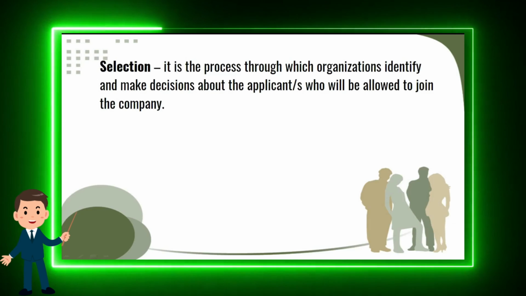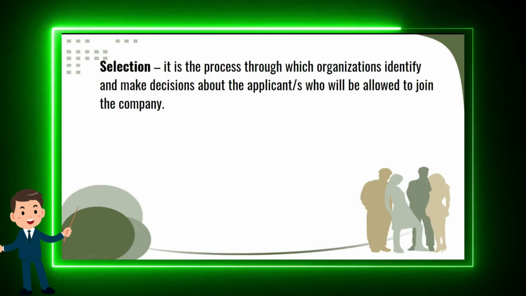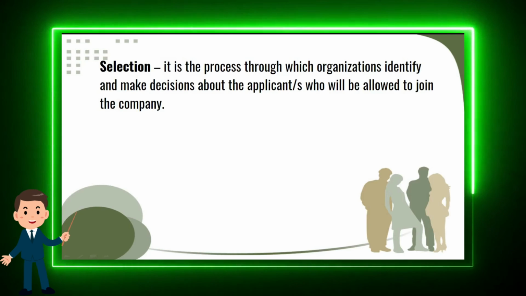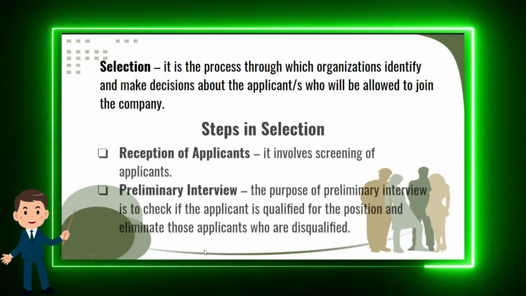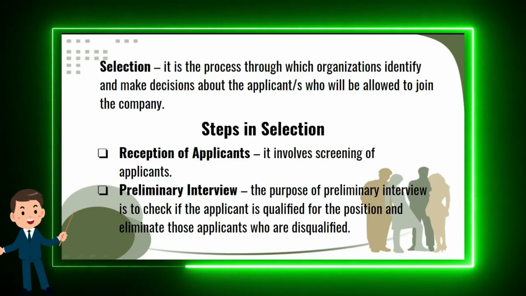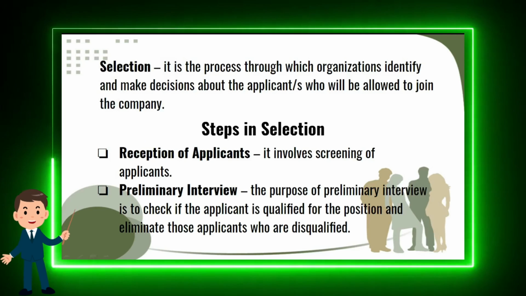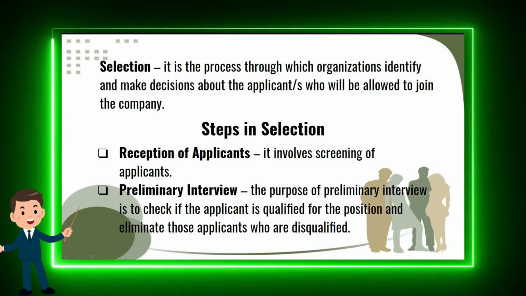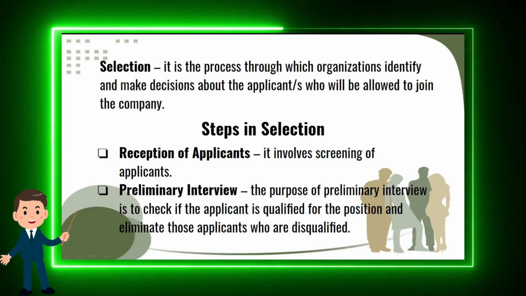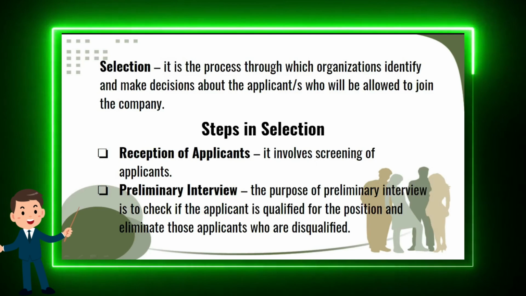Then we move on to selection. What is selection? It is the process through which an organization identifies and makes decisions about the applicants who will be allowed to join the company. And here are the steps in selection. The first one is the reception of applicants, which involves screening of applicants. Then the second one is the preliminary interview. The purpose of the preliminary interview is to check if the applicant is qualified for the position and eliminate those applicants who are disqualified.